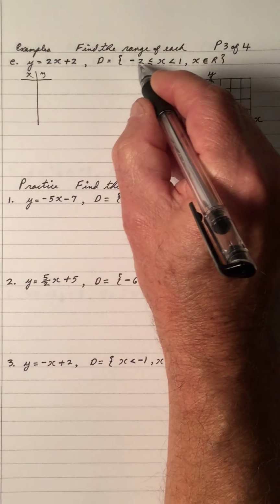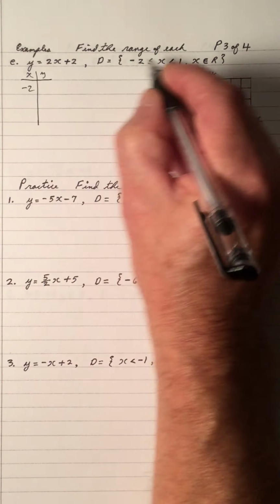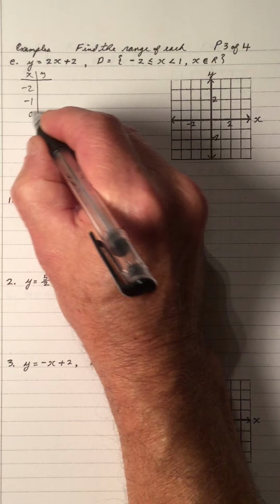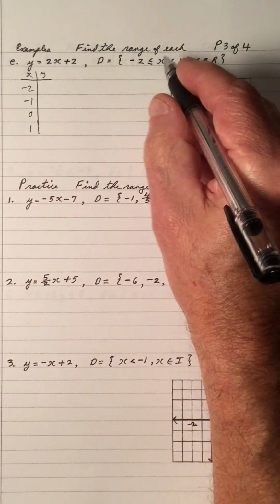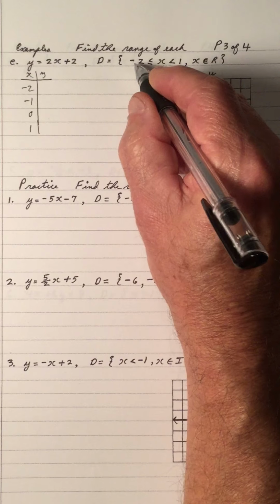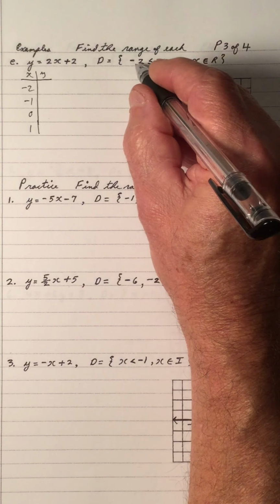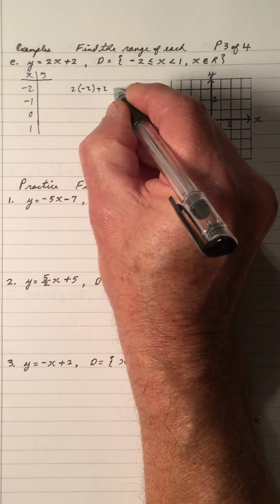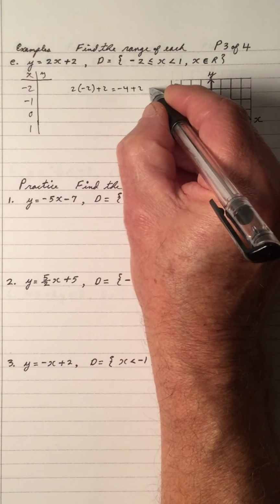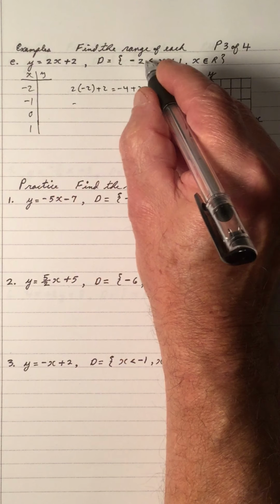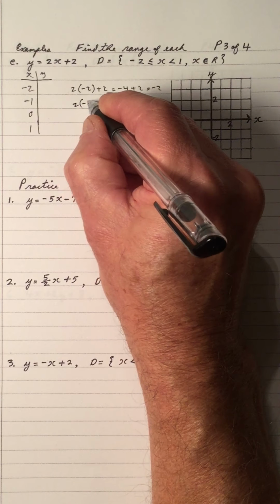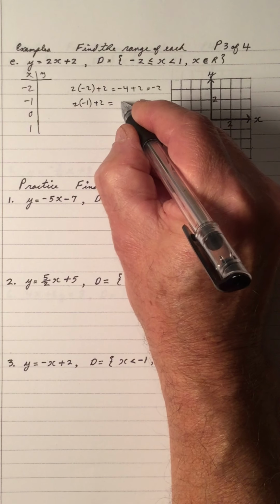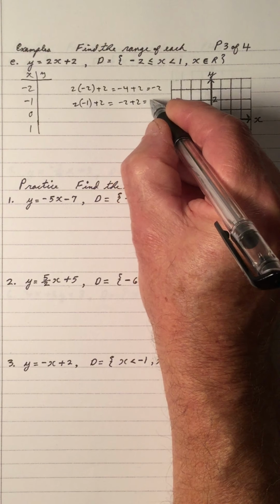X and y. We have x is -2, -1, and 0 up to 1. So we're going from -2 to 1, and we're taking both ends. Now we're plugging in negative 2 in the place of x. Negative 4 plus 2 is negative 2. We're putting negative 1 in the place of x. What happens when you put these values in, you're working out the y values. So negative 2 plus 2 is 0.